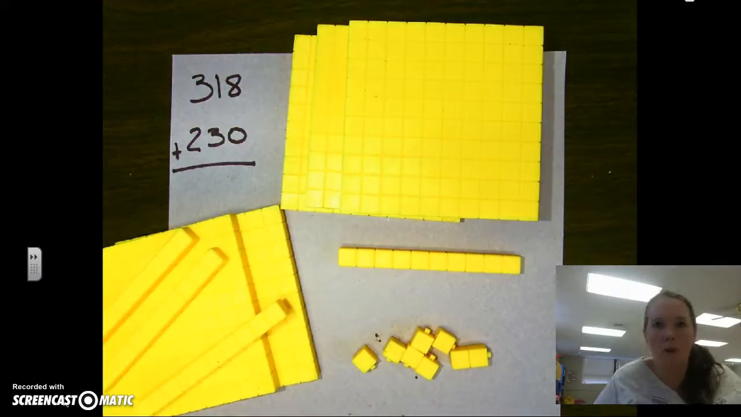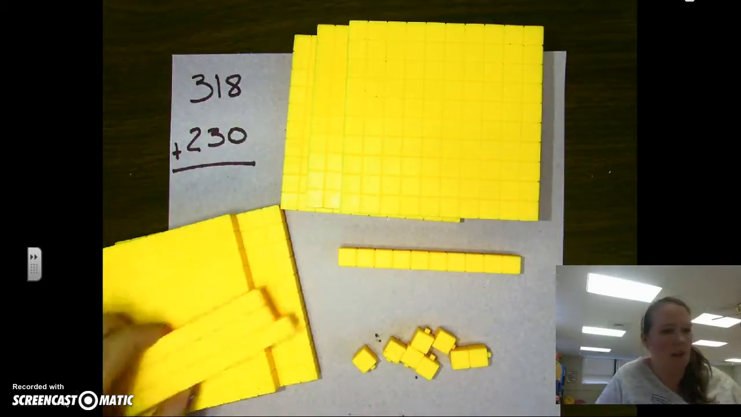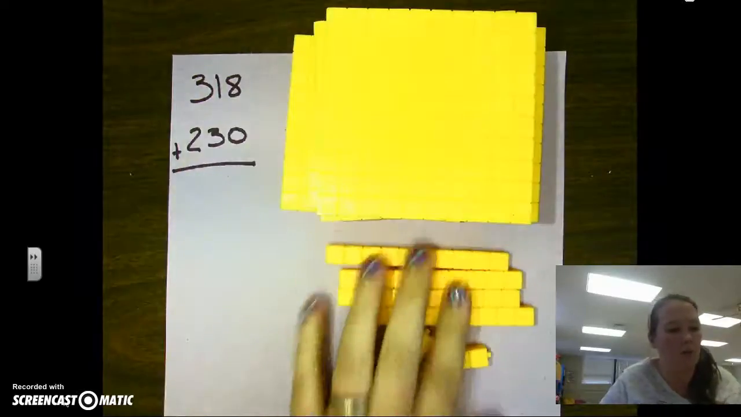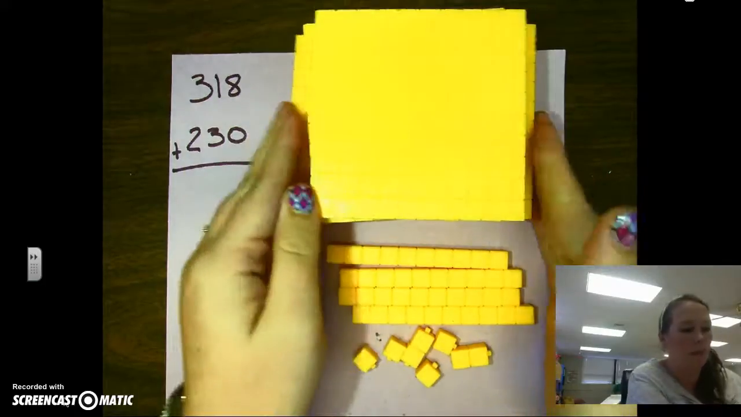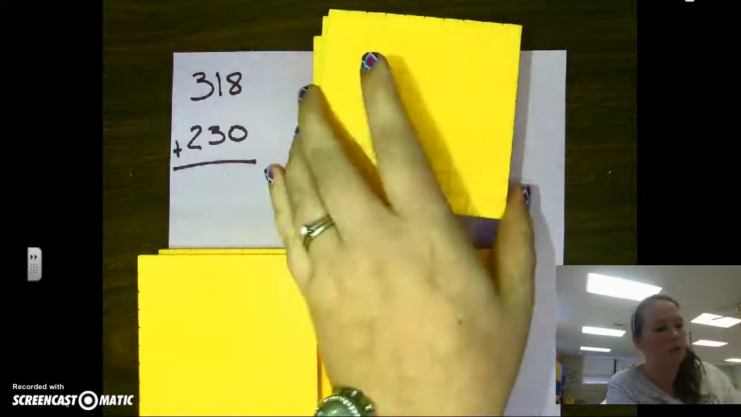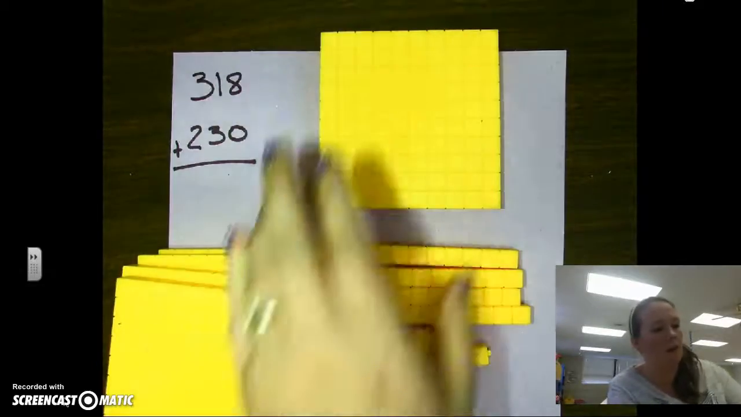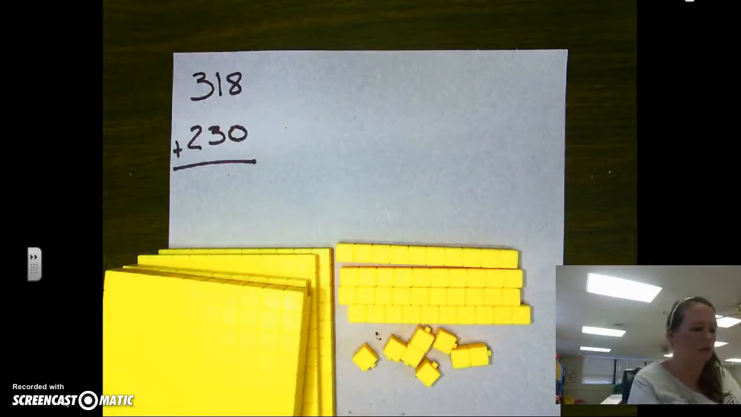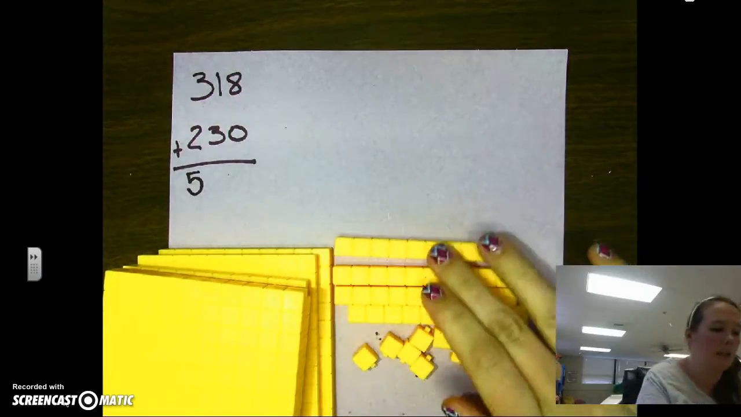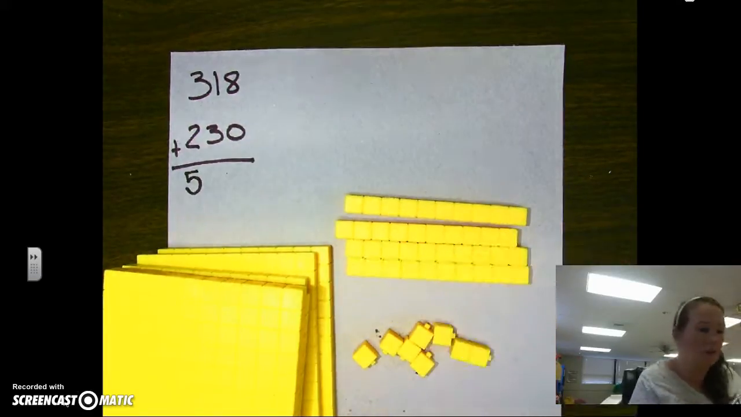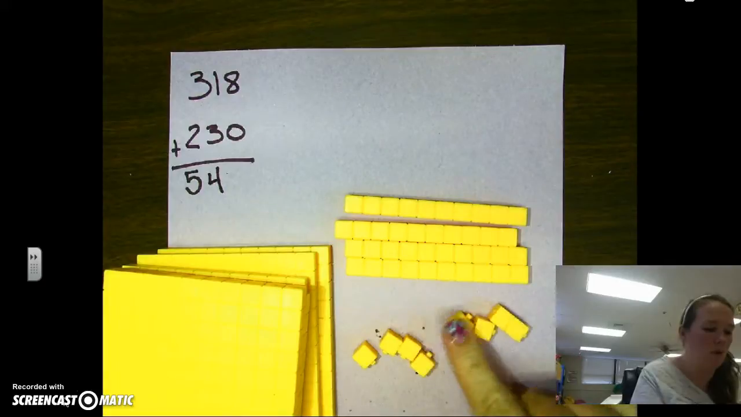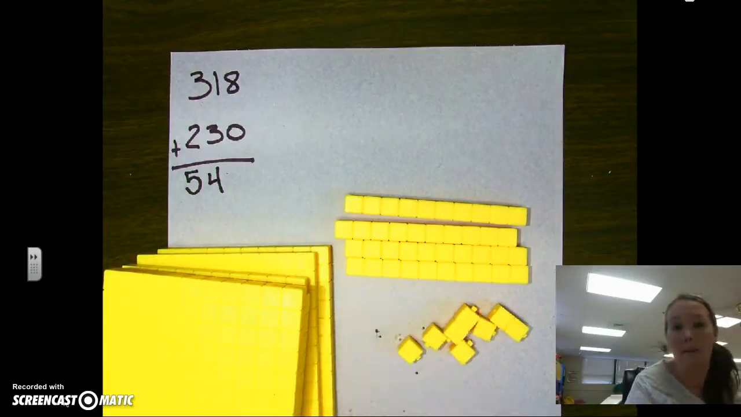What I'm going to do now is go ahead and combine the tens all together into a group, combine the hundreds all together into a group, and then I'll be able to figure out my answer. I'm going to start by counting the hundreds. I have 1, 2, 3, 4, 5 in the hundreds place. In the tens place, I have 1, 2, 3, 4, since I have 4 ten rods. And my ones place, 2, 4, 6, 8. I have 8 ones.